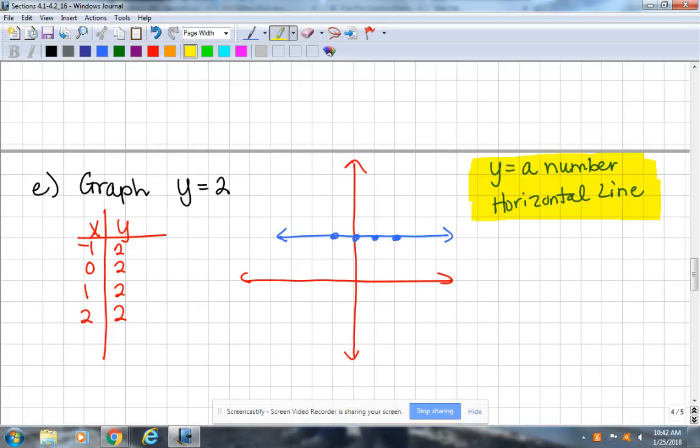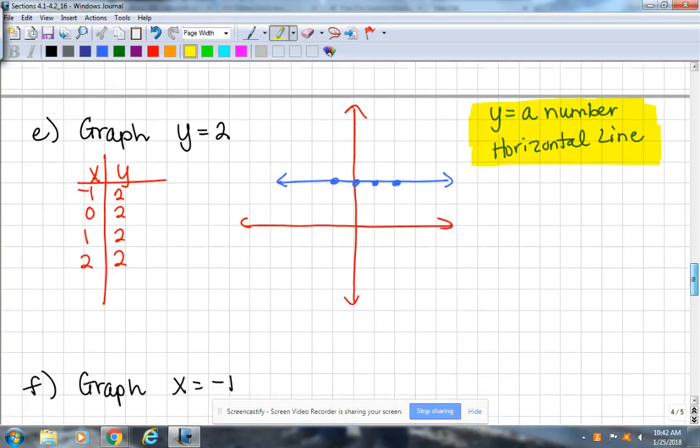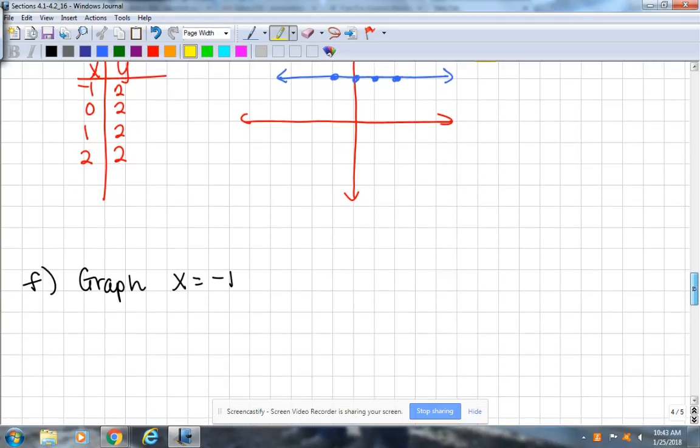So what do you think x equals a number is? Vertical line. Yeah. So y equals a number is going to be horizontal. X equals a number is going to be vertical. So this time it says that x equals -1. That means x always equals -1. So all your x's will be -1.